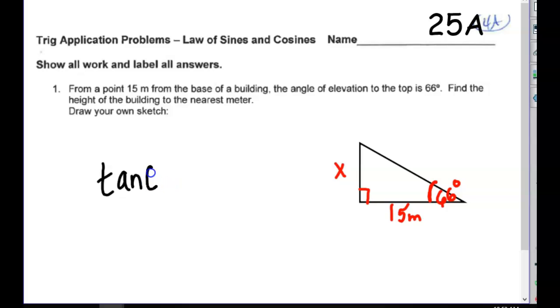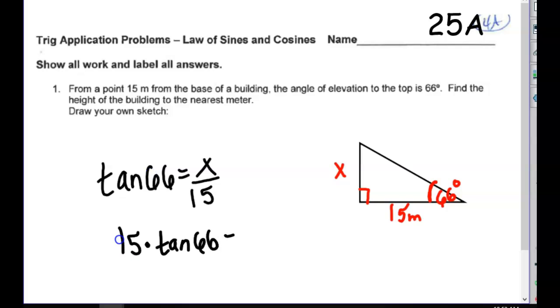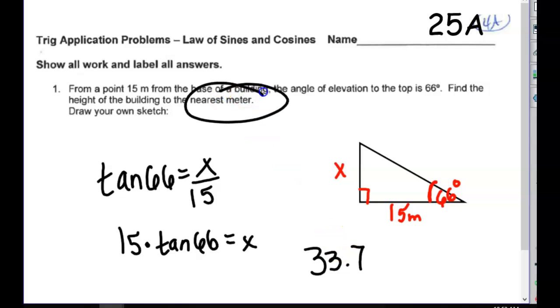And tangent of 66 equals opposite over adjacent. So 15 times the tangent of 66 would give us the height. Anybody get an answer? 3.7. Oh, it does say to the nearest meter, so.